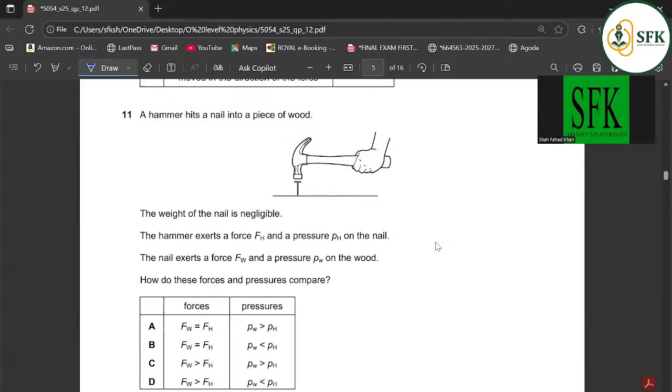11. Weight of the nail is negligible. The hammer exerts a force Fh and a pressure Ph on the nail. The nail exerts a force Fw and a pressure Pw on the wood. How do the forces and the pressures compare?